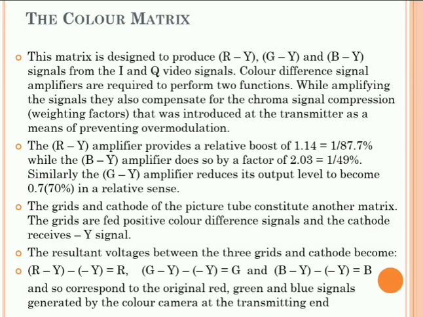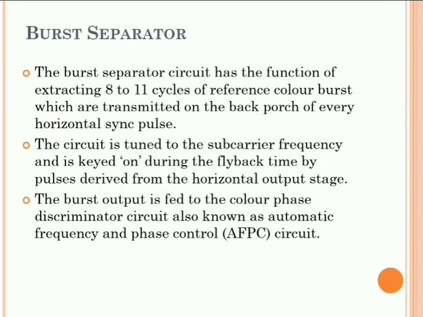Okay, now we will see some of the blocks that were present in the same encoder, but we have not seen. There is a burst separator. What is the use of that burst separator? The separator circuit has the function of extracting 8 to 11 cycles of reference color burst, which are transmitted on the back porch of every horizontal synchronization pulse.